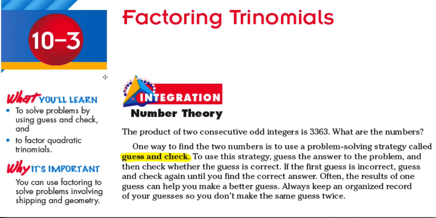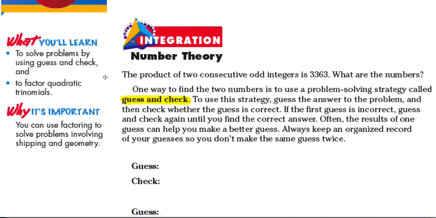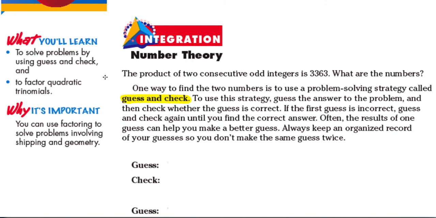In this lesson, you learn to solve problems by using guess and check and to factor quadratic polynomials or trinomials. So when are we ever going to use this? When you use factoring to solve problems involving shipping and geometry. So you can use this for that. Number theory, integers: the product of 2 consecutive odd integers is 3,363.